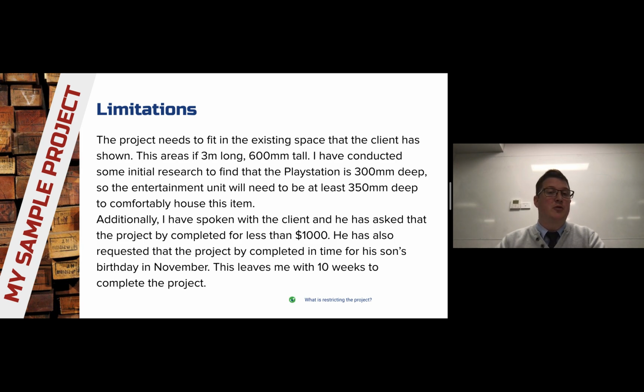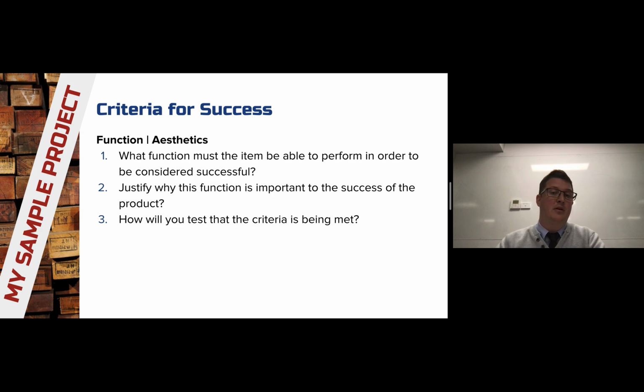Have I got what is restricting the project? Yes, I do. Next up, we talk about a criteria for success. Now, a criteria for success is really just a checklist. What does the product need to be able to do in order to be successful? How does it need to look in order to be successful? Now again, these are usually made in conjunction with the client. You're starting to see the real important role that the client makes in the project proposal.